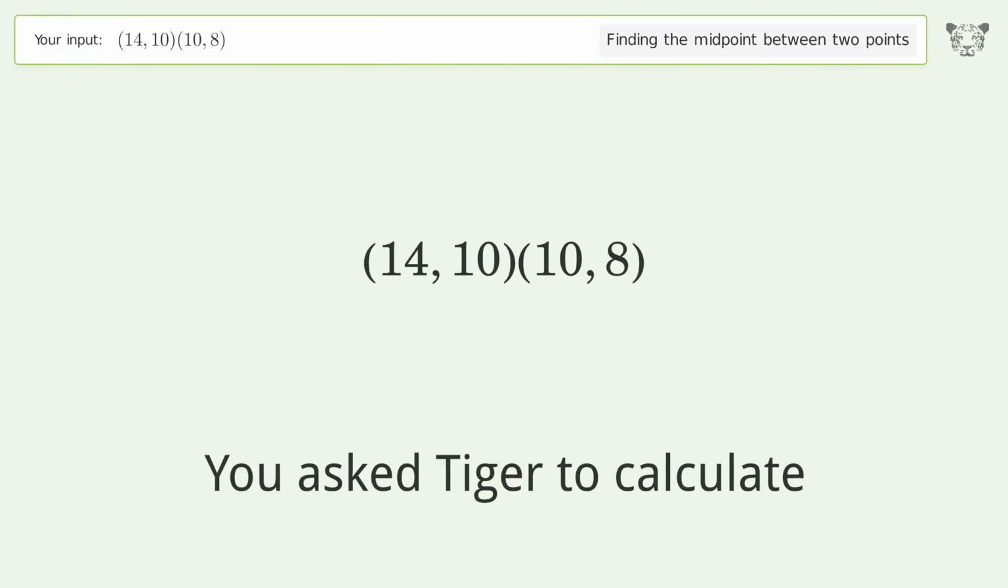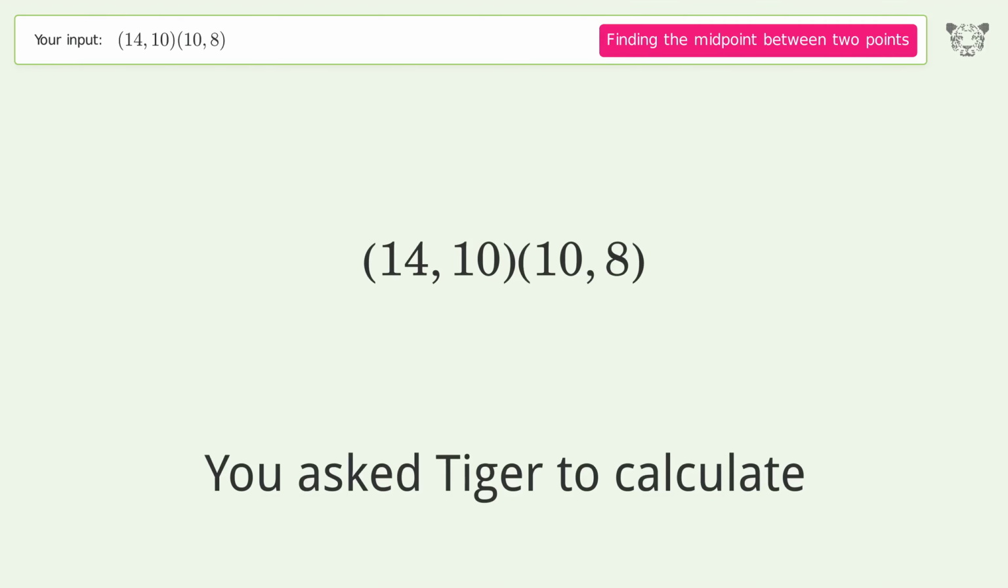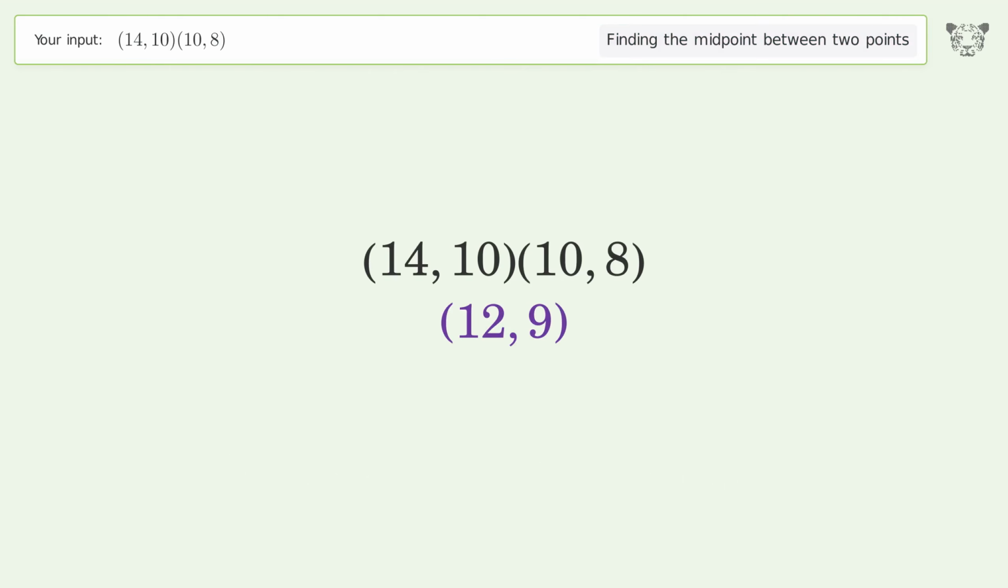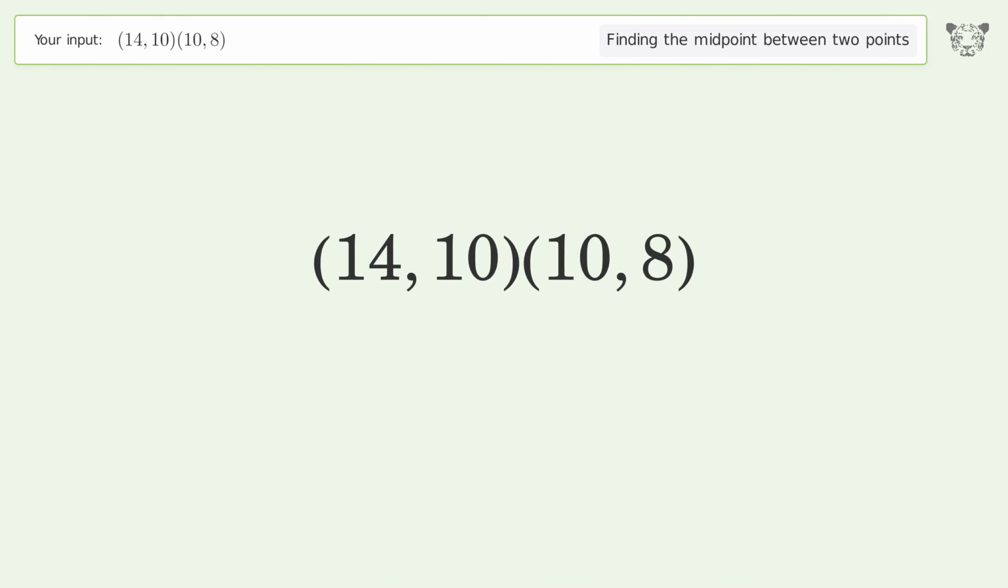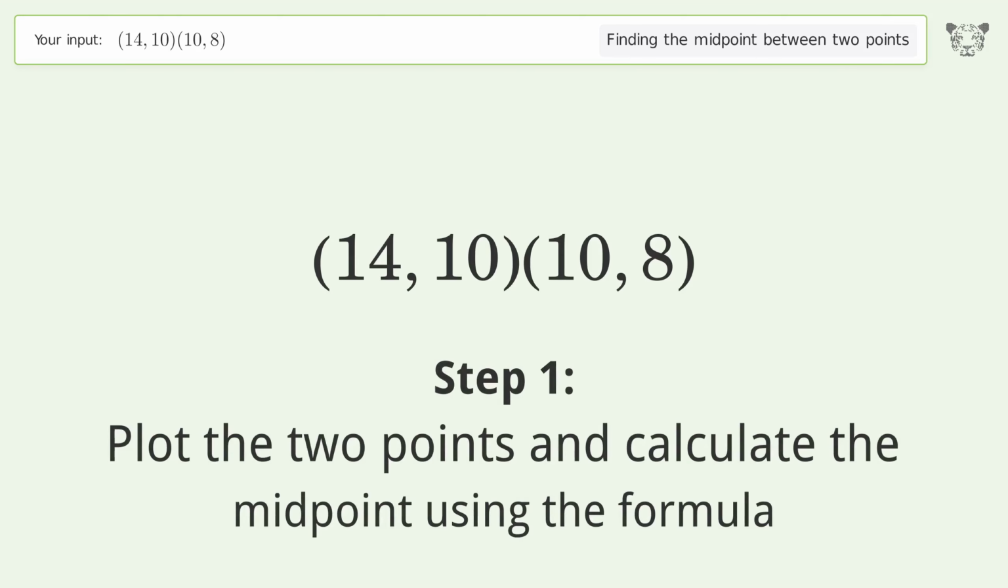You ask Tiger to calculate. This deals with finding the midpoint between 2 points. The midpoint between the 2 points is 12,9. Let's solve it step by step. Plot the 2 points and calculate the midpoint using the formula.